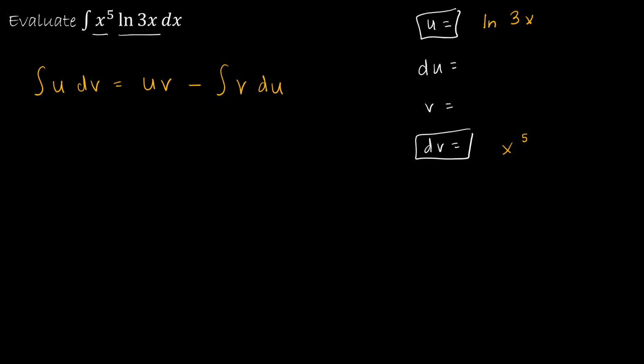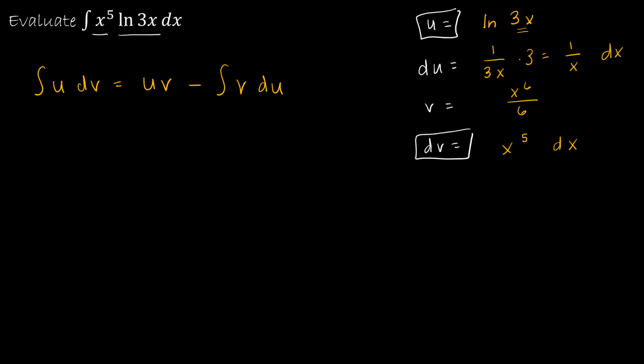Now, the derivative of the natural log of 3x is 1 over 3x times, using the chain rule, 3, which gives me 3 over 3x, or 1 over x. v is the integral of x to the 5th, which is a simple general power rule, so it's x to the 6th over 6. And of course, I always forget dx and dx. So now that I have everything set, let's plug them in.